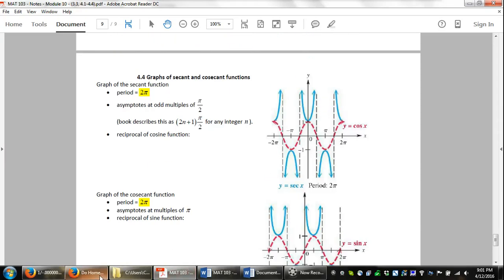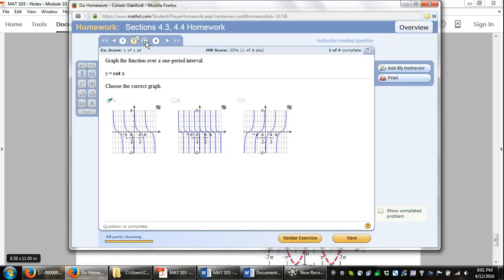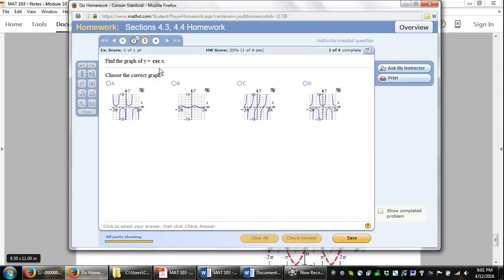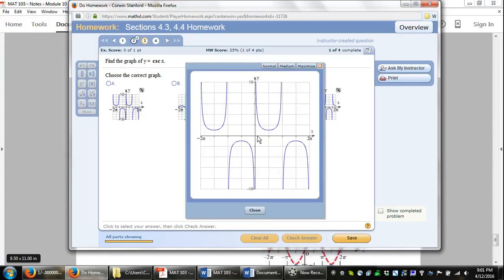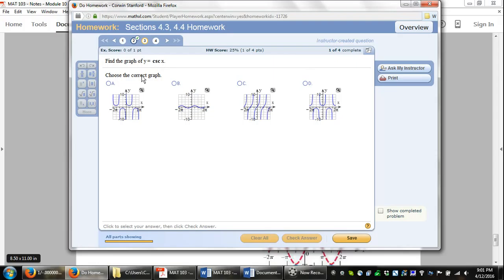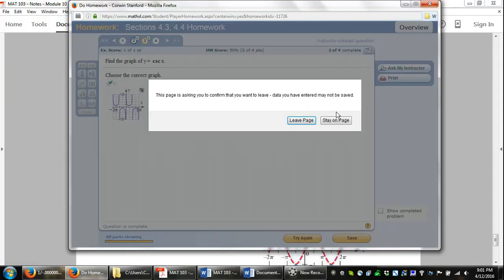Let's see what I do ask you. Nothing too crazy. Cosecant is the reciprocal of sine. Sine starts at 0, which means our first asymptote is right here at 0. So we've got our first asymptote, and that would have to be this graph. All I ask you for the secant and cosecant is to be able to identify those graphs. It's a very easy section.